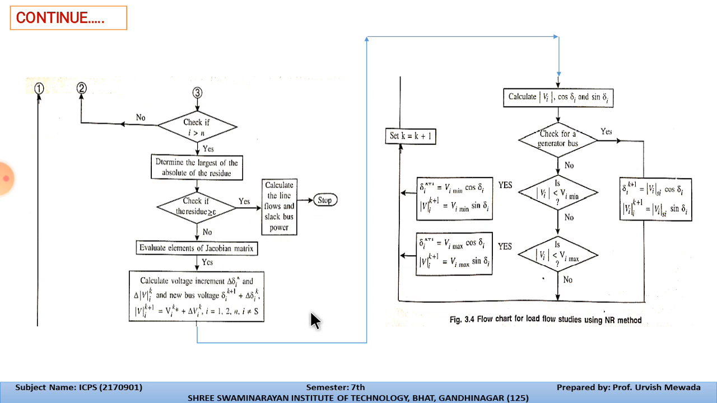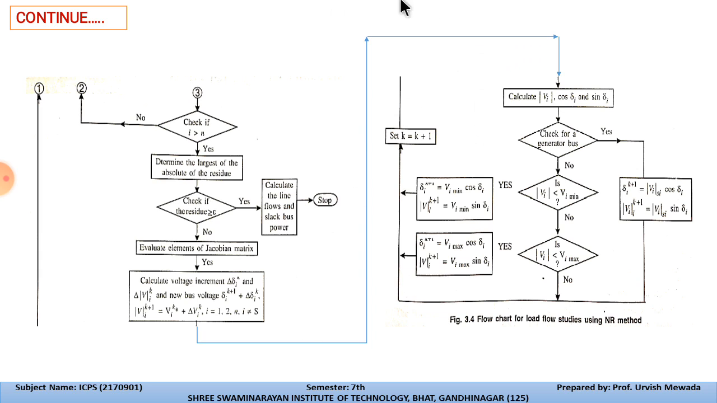And then it will stop. Once it is yes, then calculate delta Ik for the kth bus and delta Vik for the voltages of the kth bus, and the new bus voltage, that is delta Ik plus 1 is delta Ik plus delta I raised to k. So that is the bus voltage equation, that is mod Vi k plus 1 is equal to Vi k plus delta Vik, where I is equal to 1 to n, and where I is not equal to s.